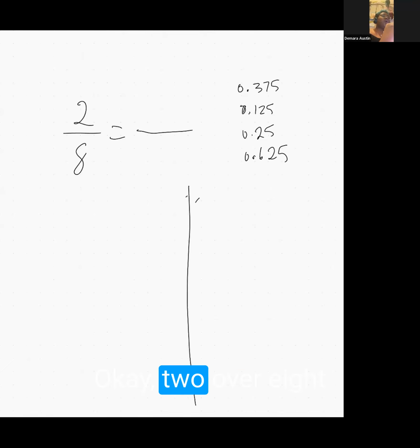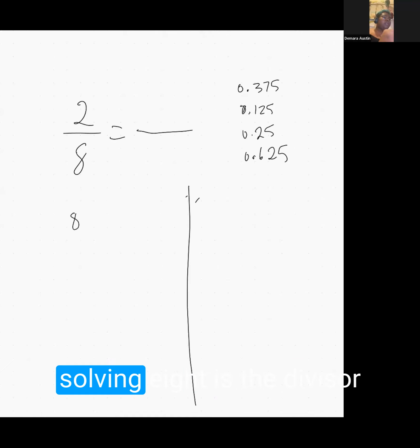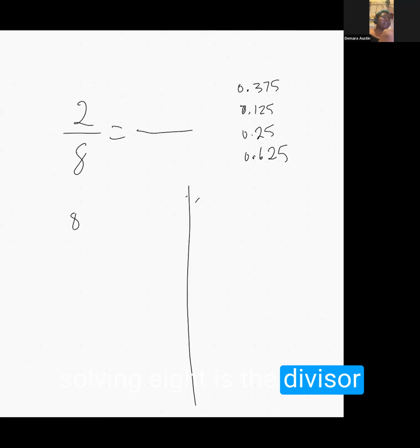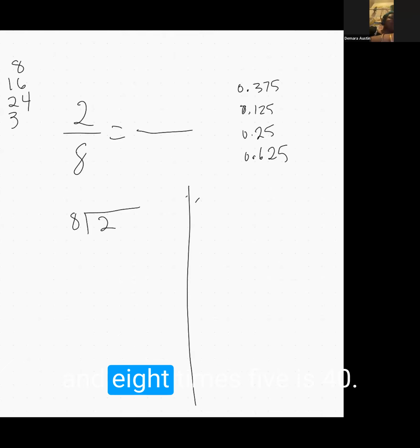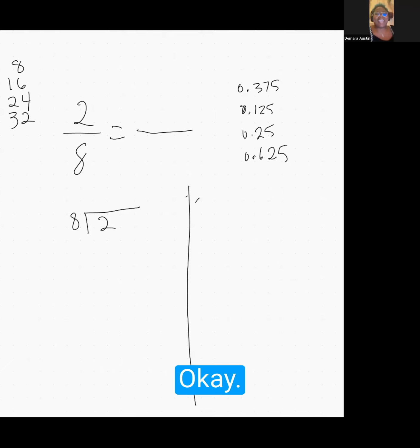Okay. 2 over 8 as a fraction. You're solving: 8 is the divisor and 2 is the dividend. On the side here, I'm just going to put our multiples of 8. We have 8 times 1 is 8, 8 times 2 is 16, 8 times 3 is 24, 8 times 4 is 32, and 8 times 5 is 40.